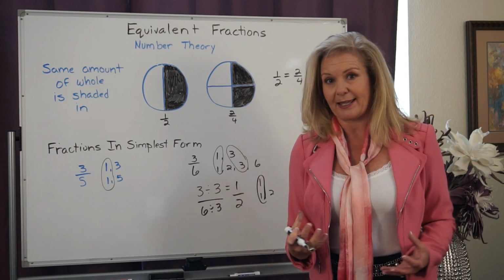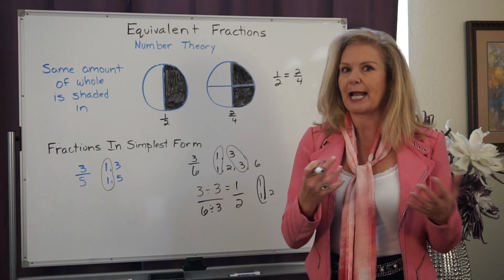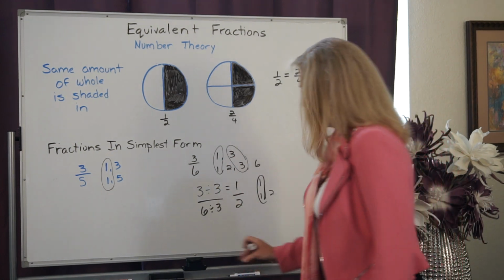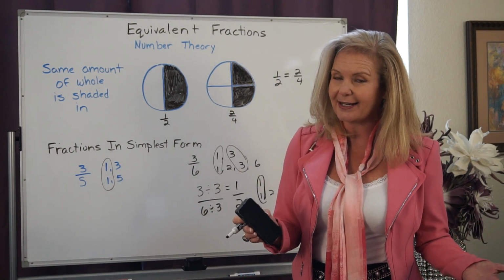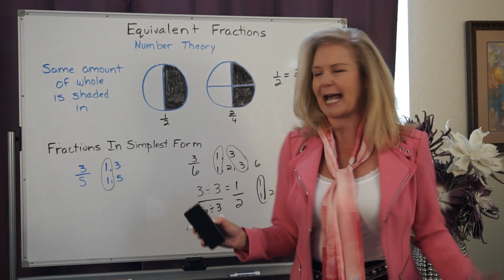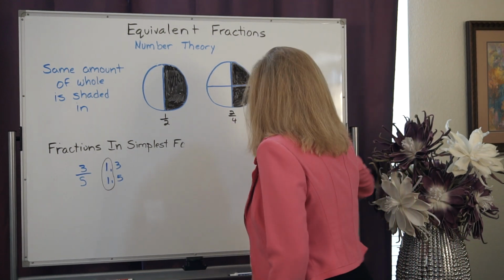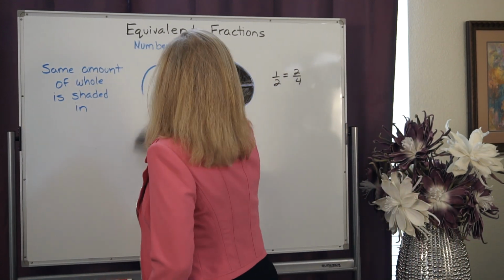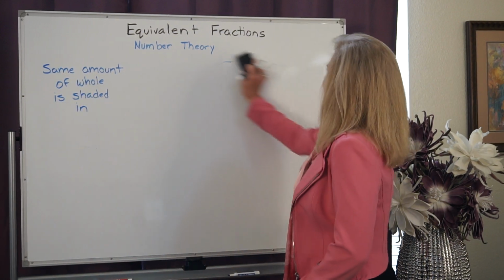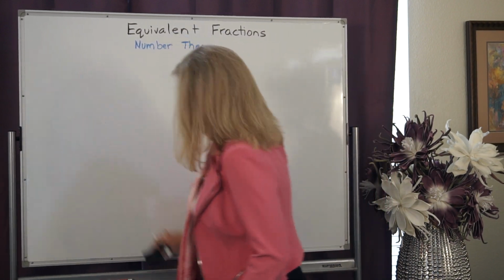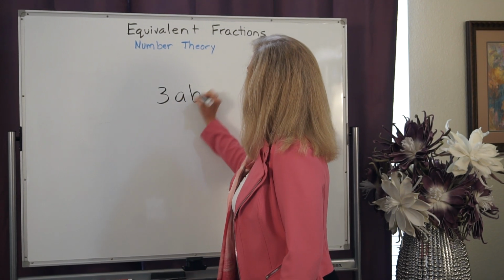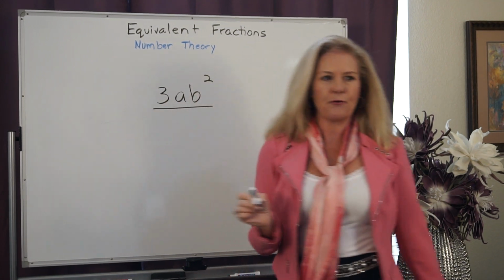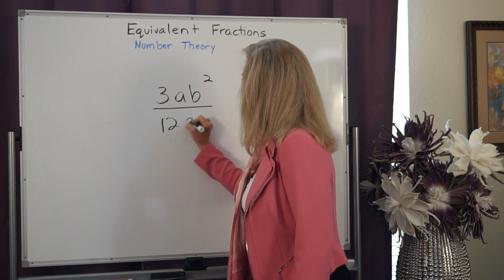Now, we want to be able to work with the pre-algebra part of this as well. And so, even though the fractions begin to look more complicated, they still work exactly the same way. So let's write a pretty interesting fraction. Let's say we have something that looks like 3ab squared over 12ac.